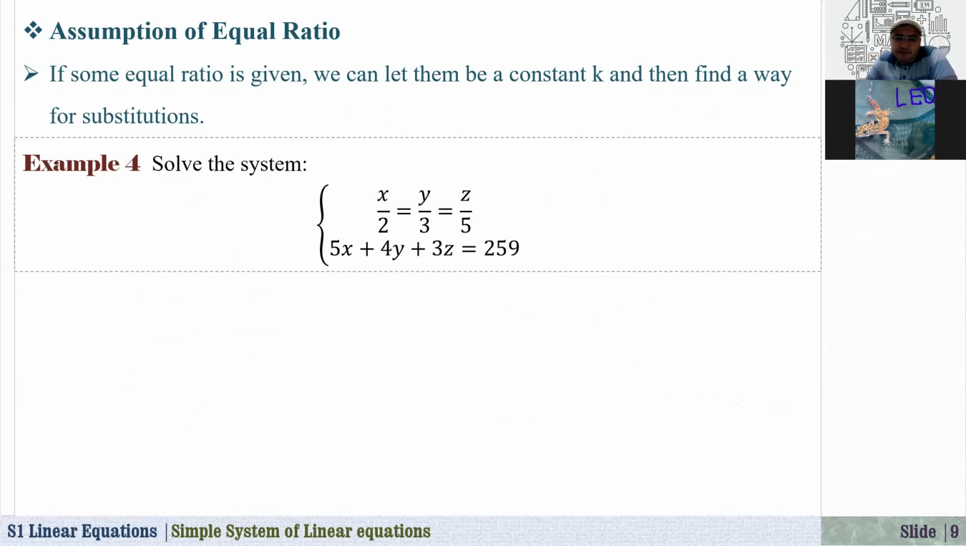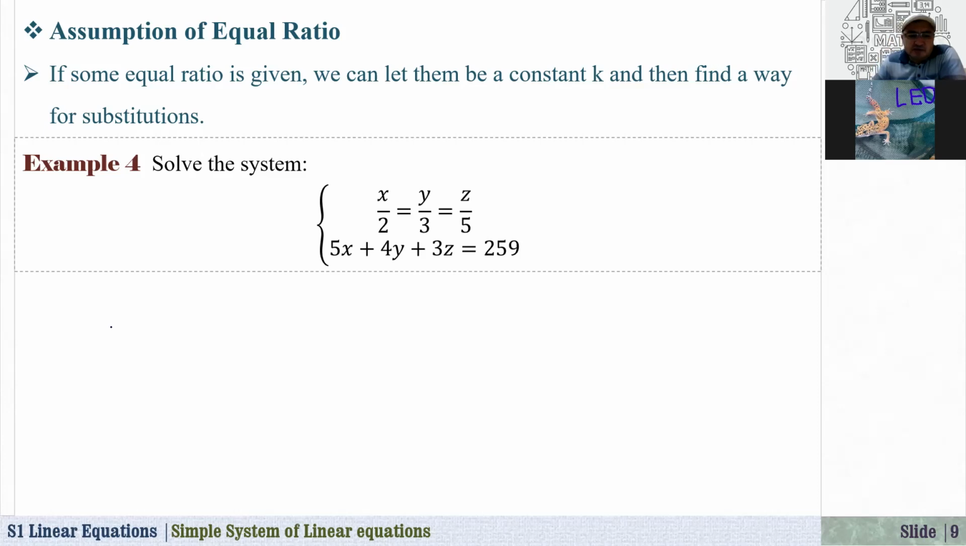Assumption of equal ratio. Now, sometimes, of course, systems are given in different ways. Actually, the ideas are similar. If some equal ratio is given, we can let them be a constant k and then find a way for substitutions. So in this example, as you see, what is given here? Here, actually, the first one, the ratios of x and y and z are given, right? This x over 2 equals y over 3 equals z over 5. What does it mean? It means that the ratio of x to y to z is equal to 2 to 3 to 5. And this is how they are related to each other.